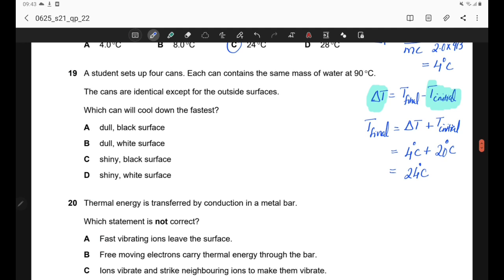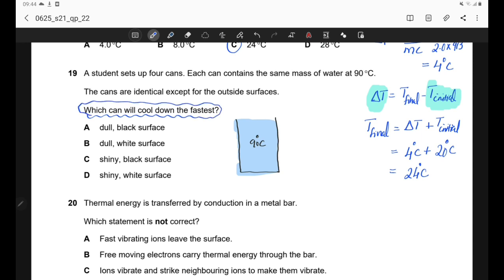Question number 19. A student sets up 4 cans. Each can contains the same mass of water at 90 degrees Celsius. The cans are identical except for the outside surface. Which can will cool down the fastest? So we have 4 cans, all of which consist of water at 90 degrees Celsius, and we need to check which can will cool down the fastest.